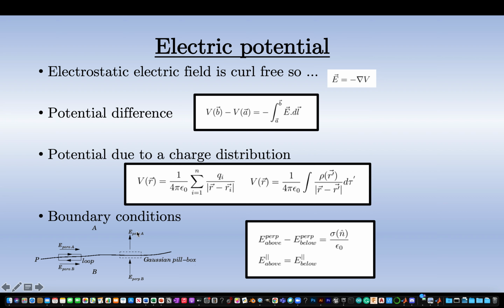Then we talk about boundary conditions as well. What will be the change in the electric field components when we cross a boundary which has charge? As we can see, the perpendicular component faces a discontinuity, and the difference equals the surface charge density divided by epsilon naught, along the direction of the normal. The parallel components don't change, because the curl of the electric field is 0, so they have to remain the same.